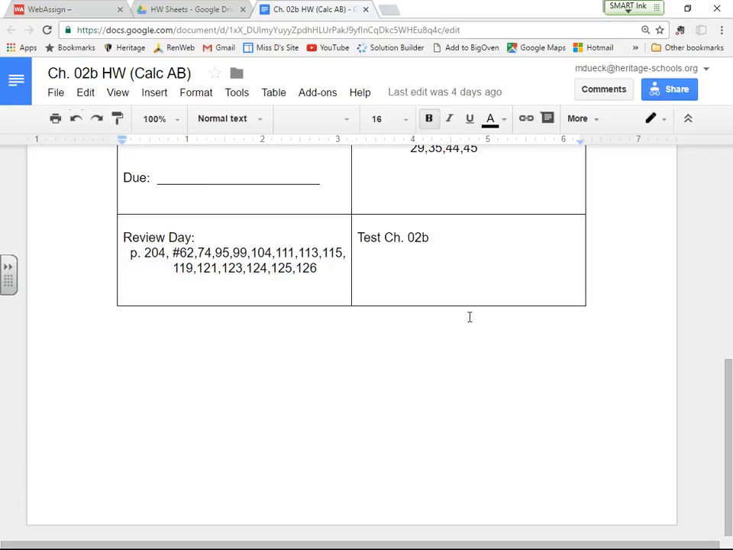Homework number 16. Alright, so I'm just putting keep working on homework 16 and the test review. Test is Friday. I'll be here after school. Remember, tomorrow's a short class. Don't depend on it.